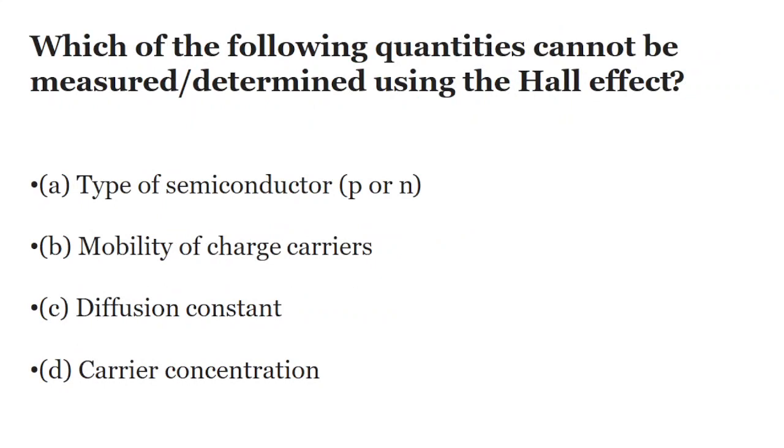Which of the following quantities cannot be measured and determined using the Hall effect? Type of semiconductor, mobility of charge carriers, diffusion constant, carrier concentration. Diffusion constant cannot be measured by Hall effect.